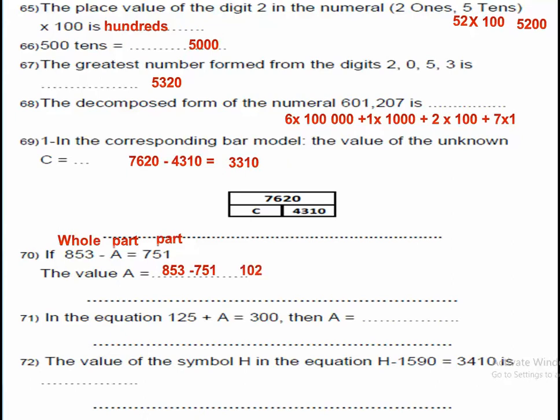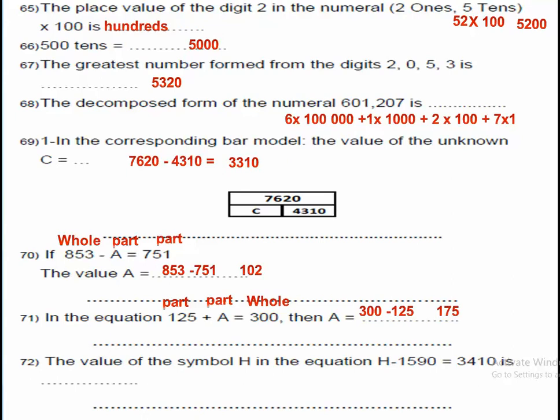In the equation, 125 plus A equals 300. In addition, we know that the whole is the sum. So this 300 is the whole, and this is part, and this is part. To get the part, subtract whole minus part. It will be 300 minus 125 equals 175.